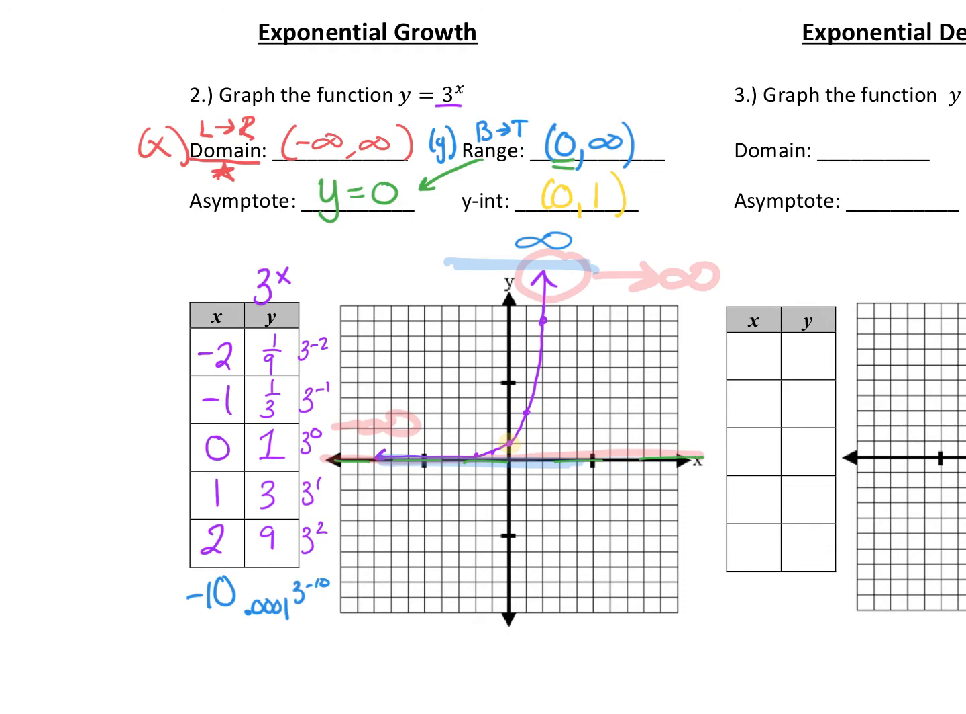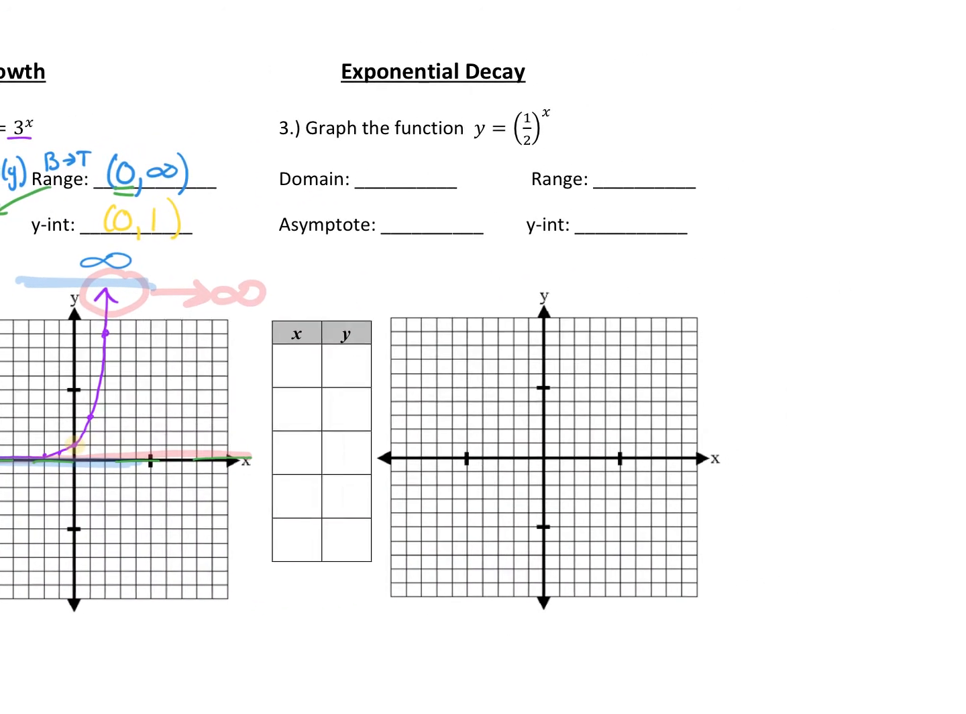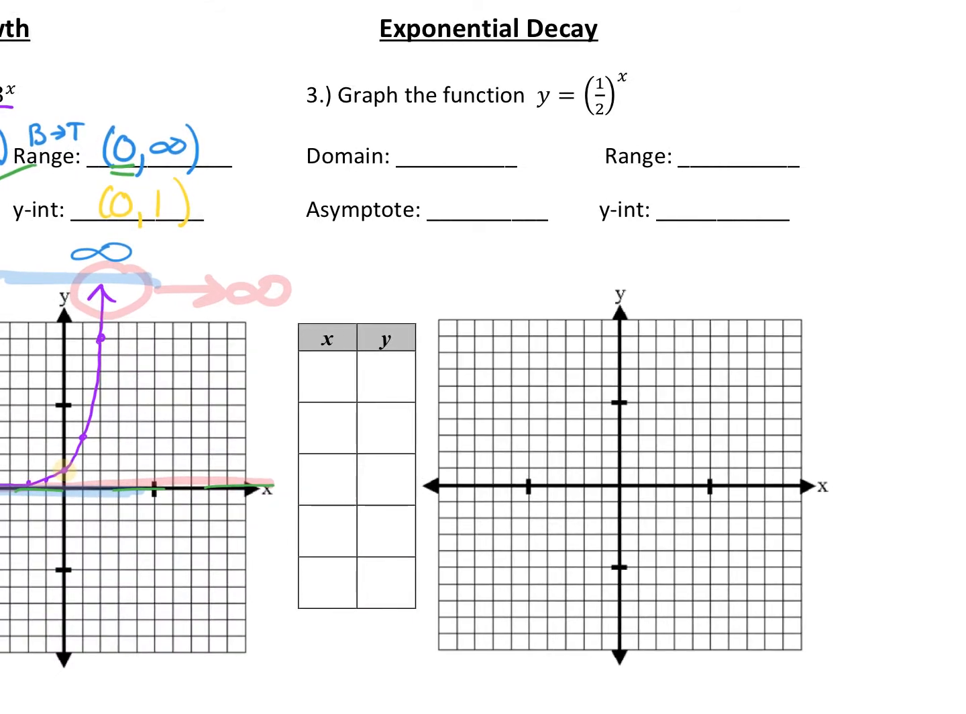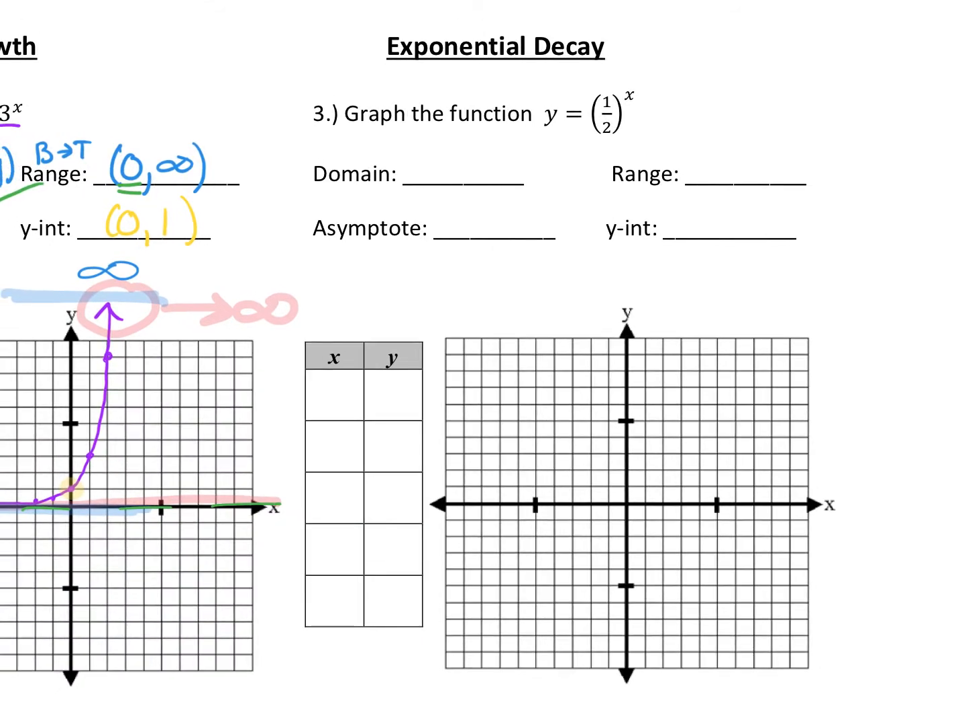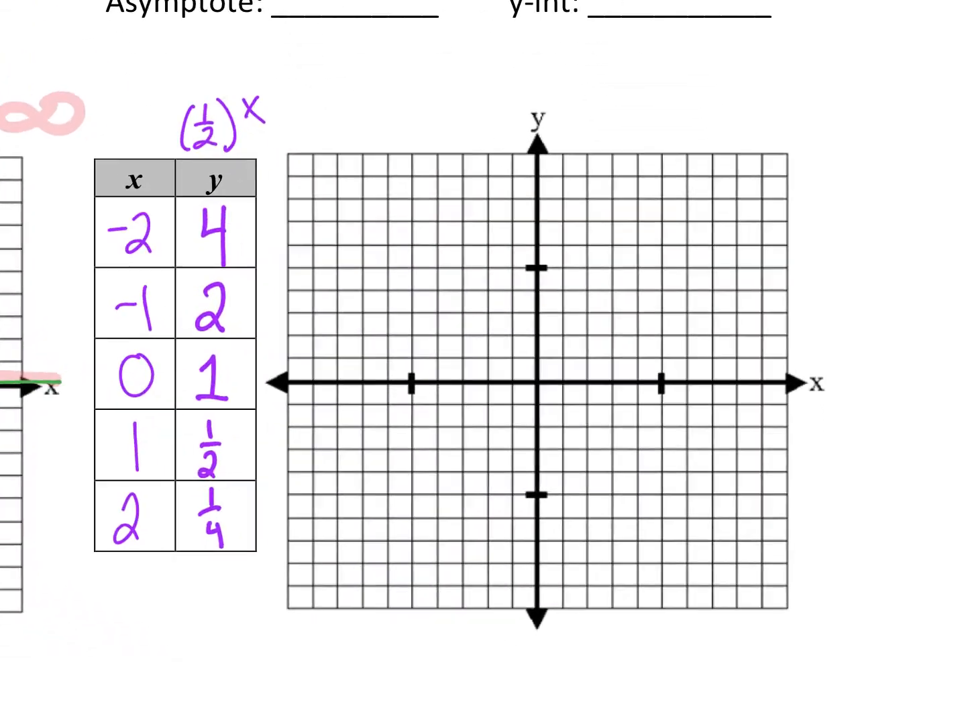All right, let's do the same for this exponential decay graph. So again, I'm going to make my decay graph with 1/2 to the x power. So -2, -1, 0, 1, 2. Again, I'm going to plug each of those into a calculator. When I plug -2 in, I get 4. I plug -1 in, I get 2. Plug 0 in, you always get 1. Plug 1 in, you get 1/2 and 1/4. Now I'm going to plot these points.